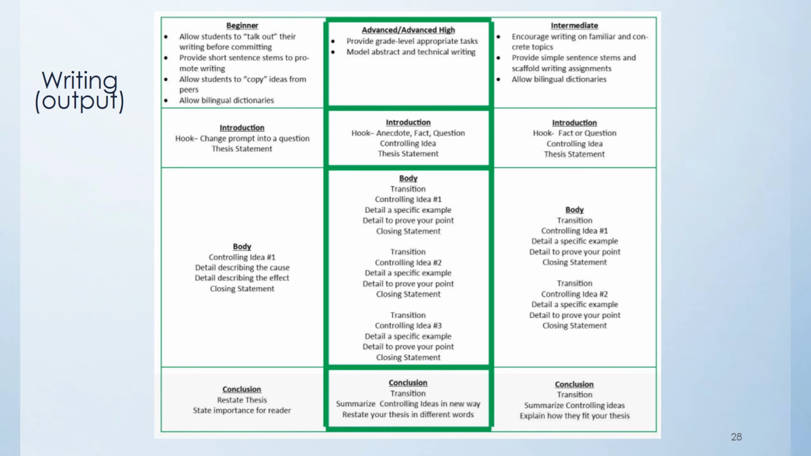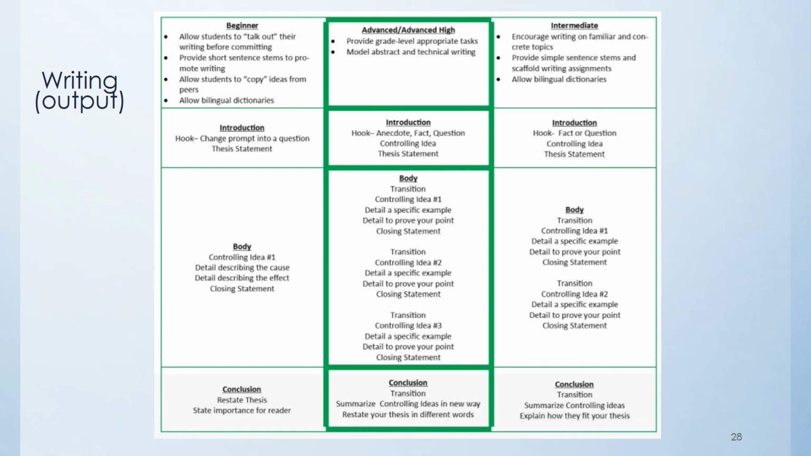Whereas if you go over to the right-hand side, you see the intermediate student. They are encouraged to write on familiar topics. You also provide them with simple sentence stems. You allow the use of bilingual dictionaries. Here they have to write an introduction, and in the body they have a controlling idea. They have two controlling ideas with a transition in between and then the conclusion.